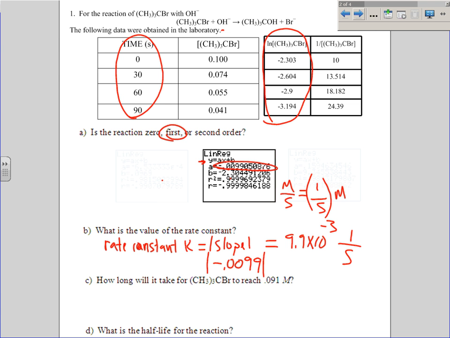Now, next thing would be how long will it take for the concentration to reach 0.091 molar. So what we really need to do is find out what the time is going to be.